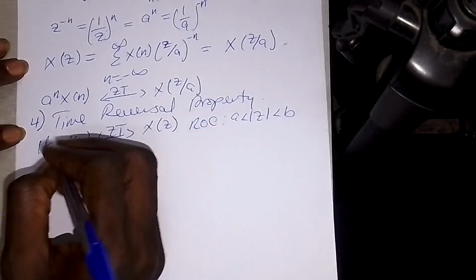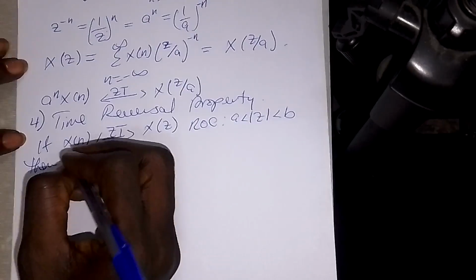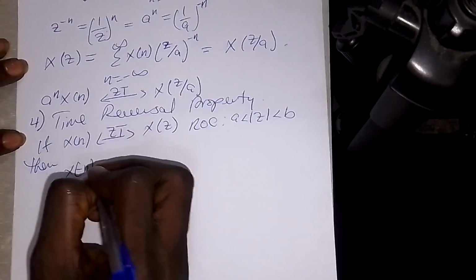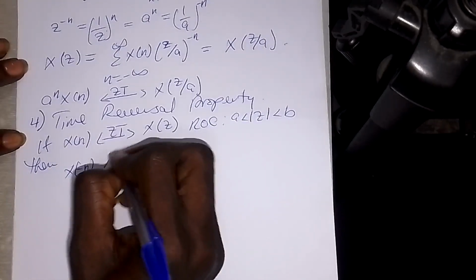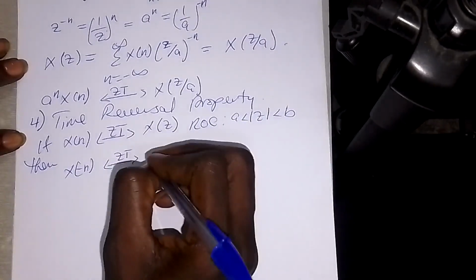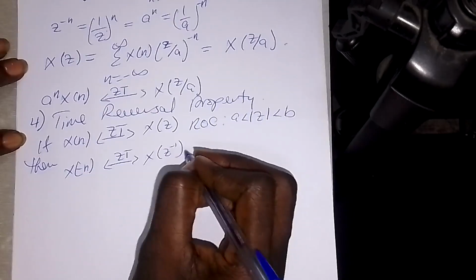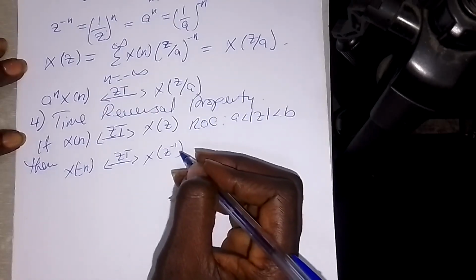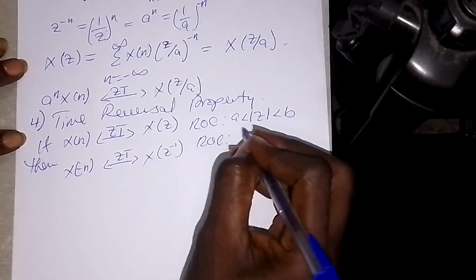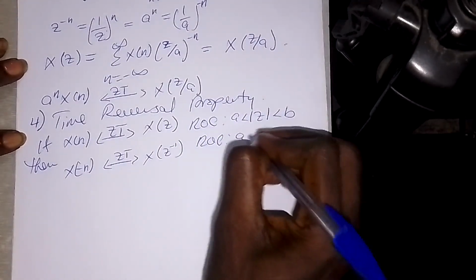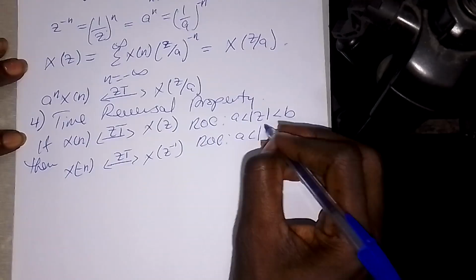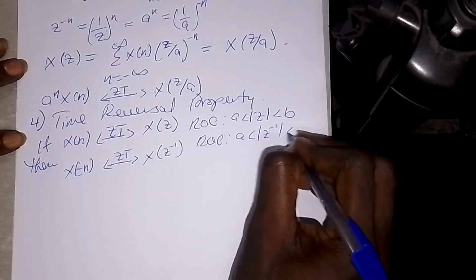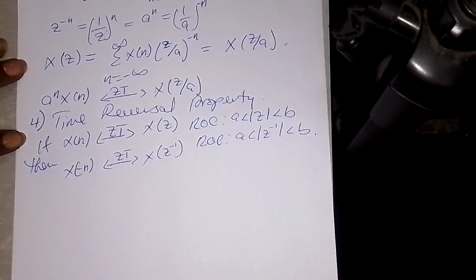Then I'm going to have x of minus n, which is going to be X of z to the minus 1. And my ROC is going to be A less than z inverse less than B. Here I set out to prove this particular theorem.